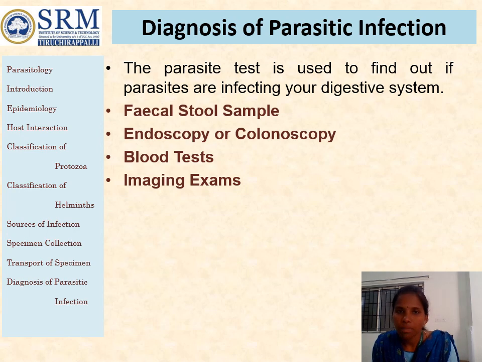And how to diagnose parasitic infections? Since the infection mainly occurs in the intestinal digestive system, first we collect fecal stool samples. After collecting them, cysts and ova can be identified through microscopic examination. Second is endoscopy and colonoscopy. Third is blood tests for antigen-antibody detection. And finally, imaging examination through CT scan.